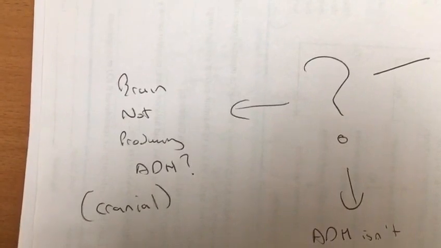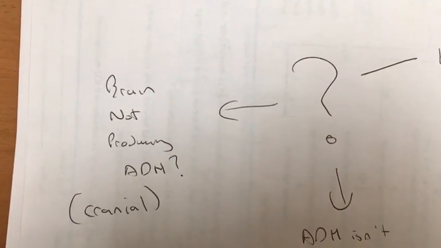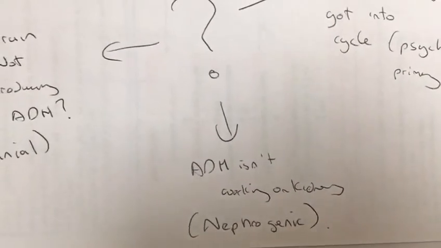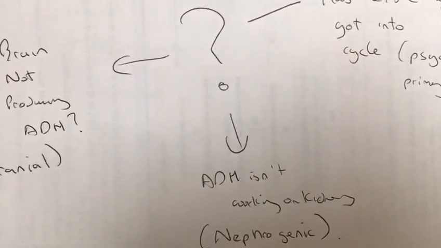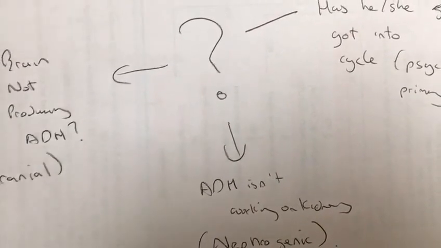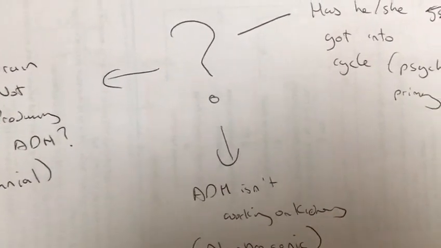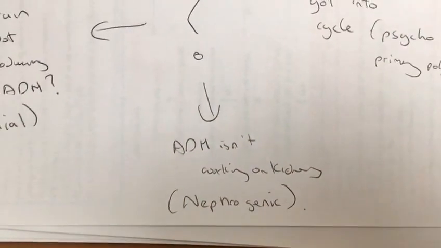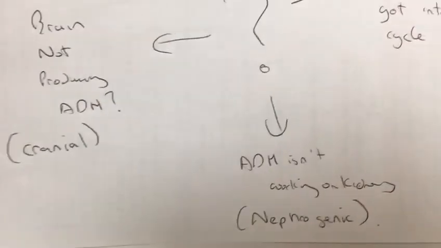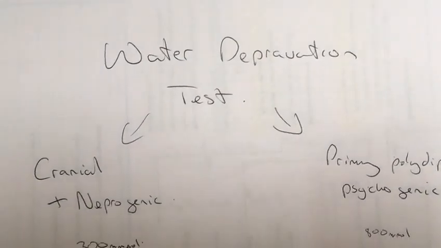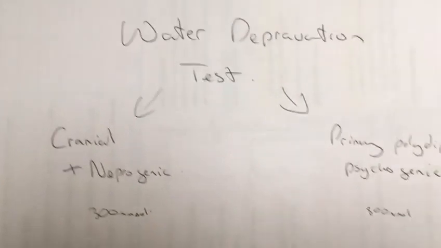Number two, their brain may not be producing this ADH hormone, and that is called cranial diabetes insipidus. Number three, their kidney isn't working, and the brain is producing this ADH hormone, but it's not being picked up by the kidneys in the collecting duct, and they are passing out more dilute urine and drinking more. So how do you distinguish between these three groups of people?